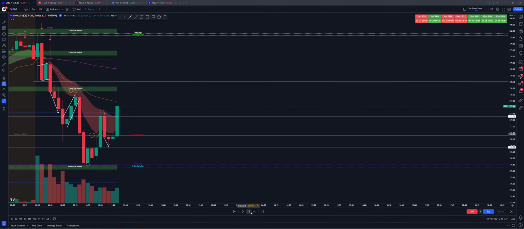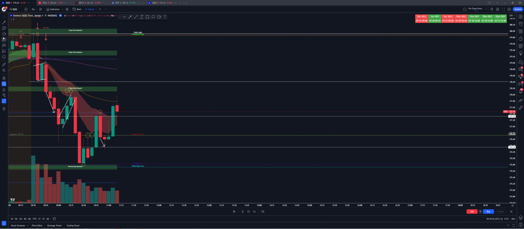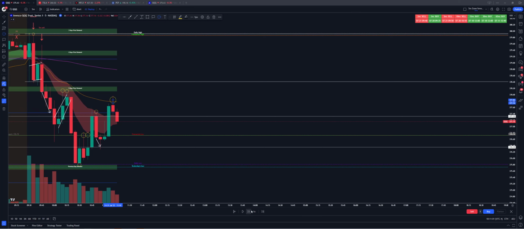And then we see this reversal here, and then we run into VWAP. So be careful when we run into VWAP. It's usually a pretty strong resistance.